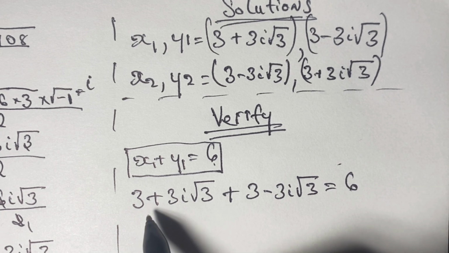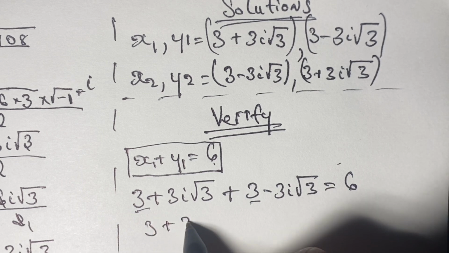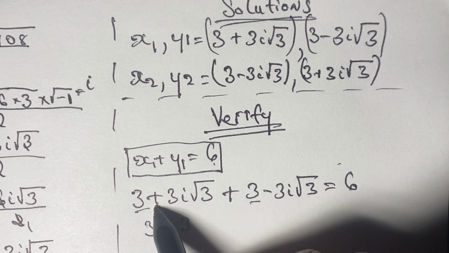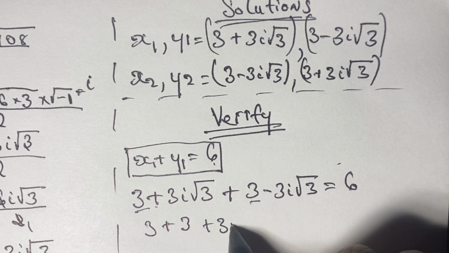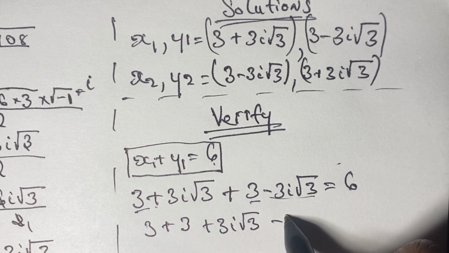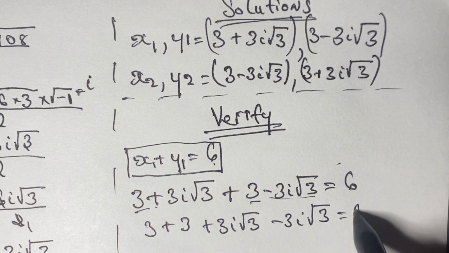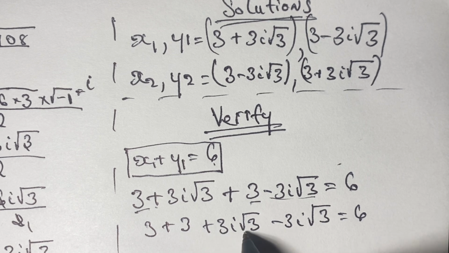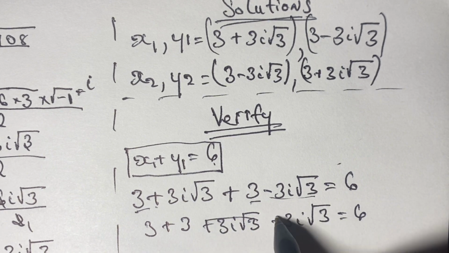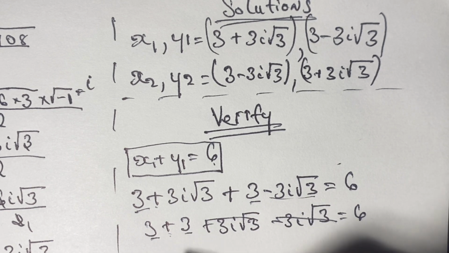Now we can actually group our terms. So we would have 3 plus 3, and then we'd have plus 3 times i times the square root of 3 minus 3 times i times the square root of 3 is equal to 6. So as we can see here, these are going to be cancelled out, and what we have left is 3 plus 3, and 3 plus 3 is equal to 6. So we have 6 is equal to 6.